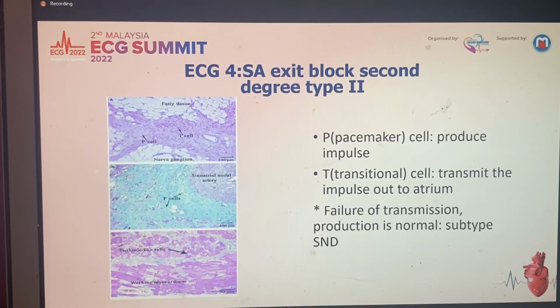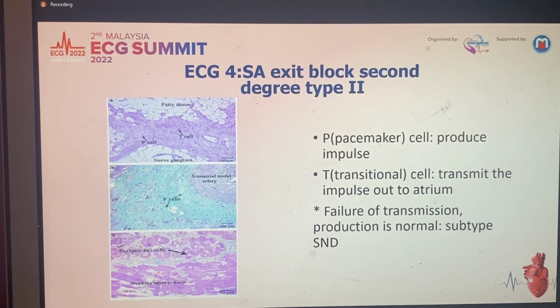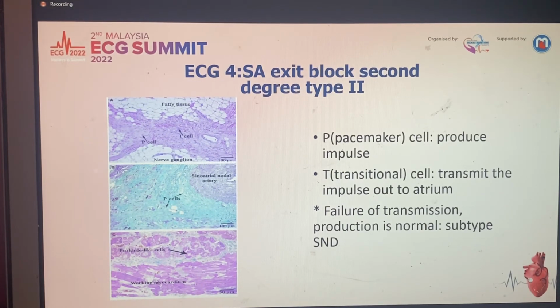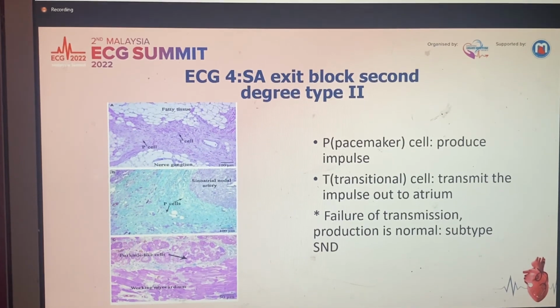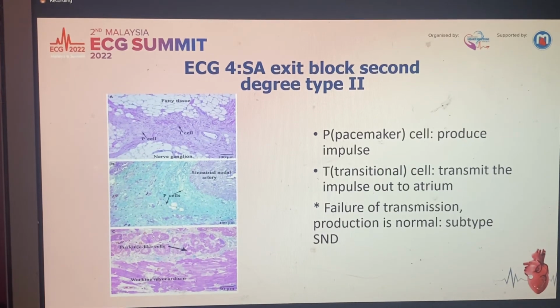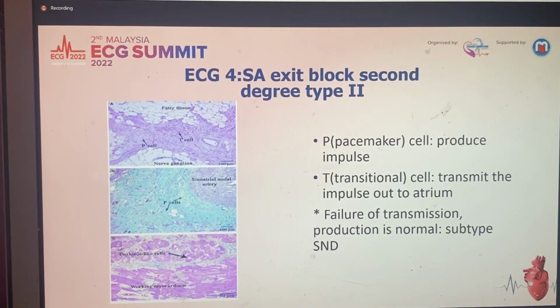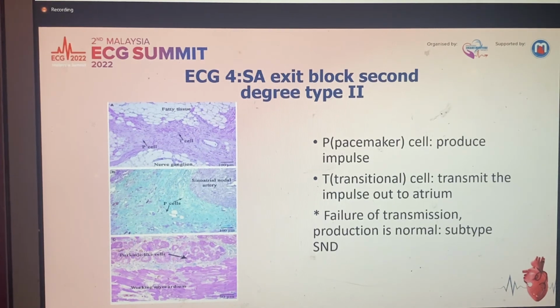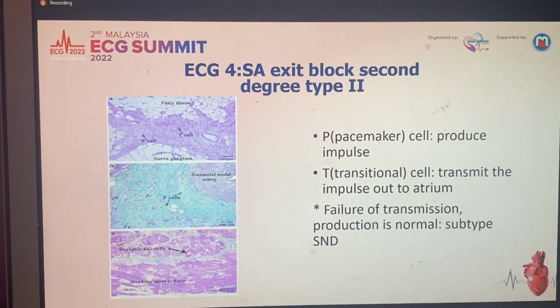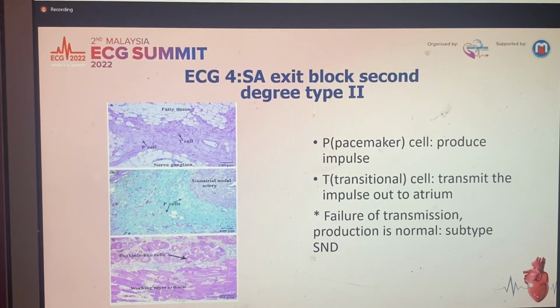It is very important to know that the sinus node has not just a pacemaker which produces the impulse. You also have transitional cells, which conduct, like the AV node. The transitional cells transmit the impulse out to the atrium. The pacemaker cells produce, the transitional cells transmit out. So there is failure of transmission, but the production is normal. It is a sinoatrial subtype of sinus node disease.